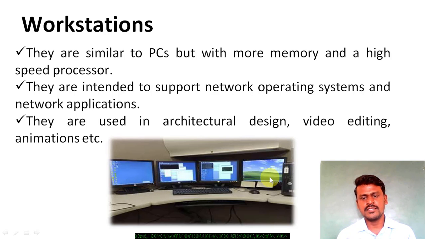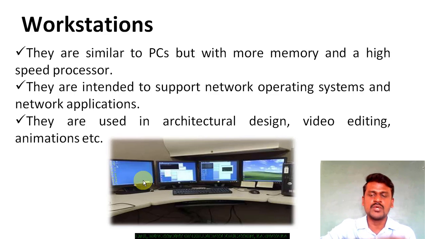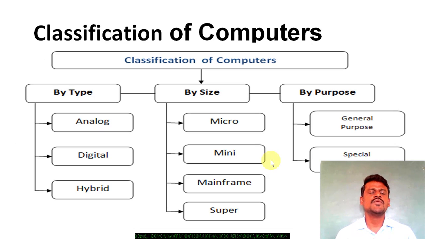And how can one person work on 4 monitors at a time? The monitors are connected in some kind of network. That network can make use of 4 different screens or monitors at one place at a time, right? This is how a workstation works. Next we will directly jump on to the classification of computers.